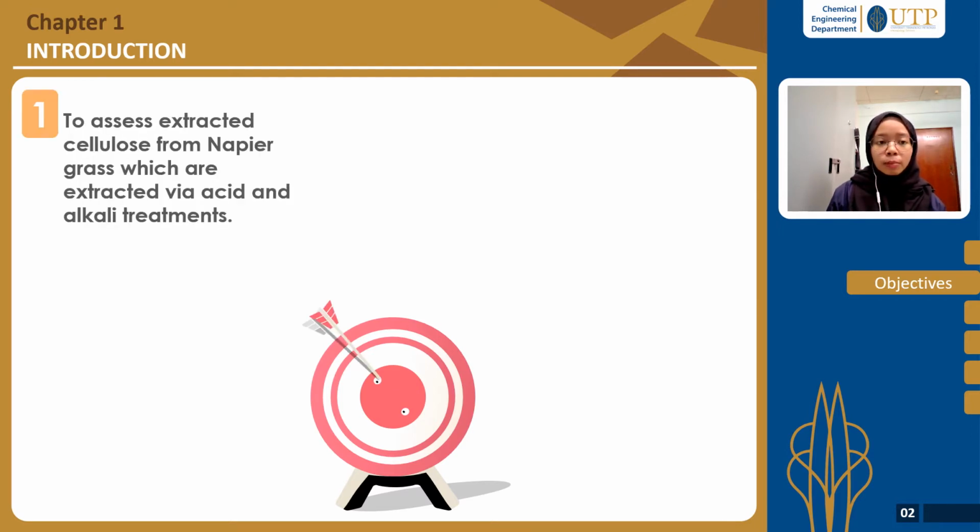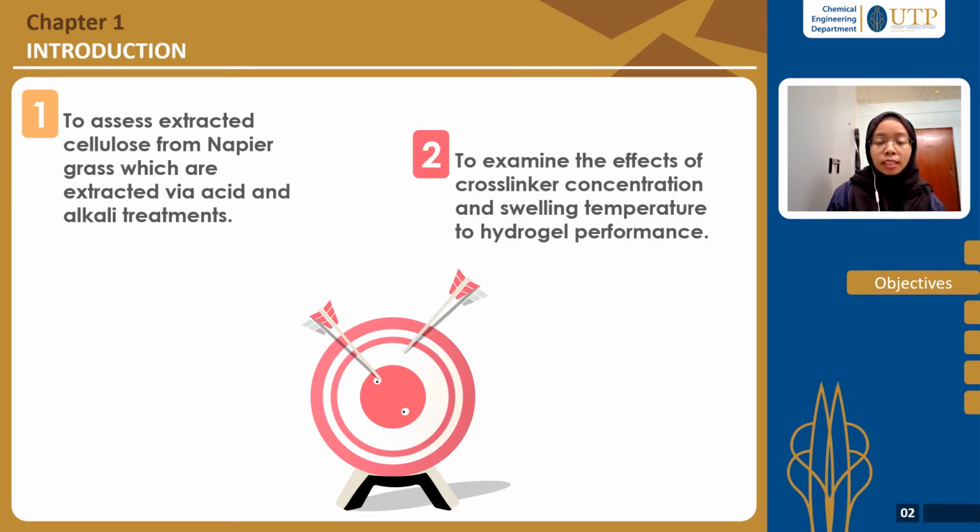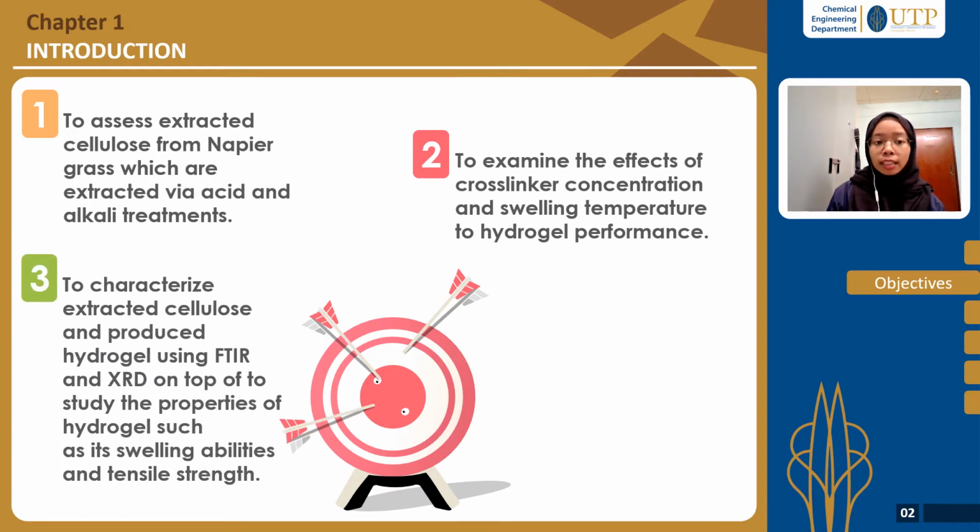project. The first objective is to assess extracted cellulose from Napier grass, which is extracted via acid and alkali treatments. Second objective is to examine the effects of cross-linker concentration and swelling temperature on hydrogel performance. Third is to characterize extracted cellulose and produced hydrogel using FTIR and XRD, on top of studying the properties of hydrogel such as its swelling abilities and tensile strength.